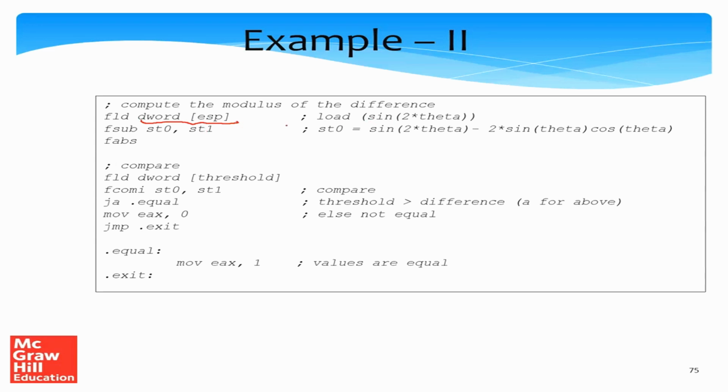So the previous stack top goes into ST1. At this particular point, ST0 contains sine of 2 theta, and ST1 is what used to be ST0 before we did a push operation on the stack. Recall that any FLD instruction pushes the value on the stack. So ST0 becomes ST1, ST4 becomes ST5, ST6 becomes ST7, and so on. ST1 will be the previous contents of ST0, which is 2 sine theta cos theta.